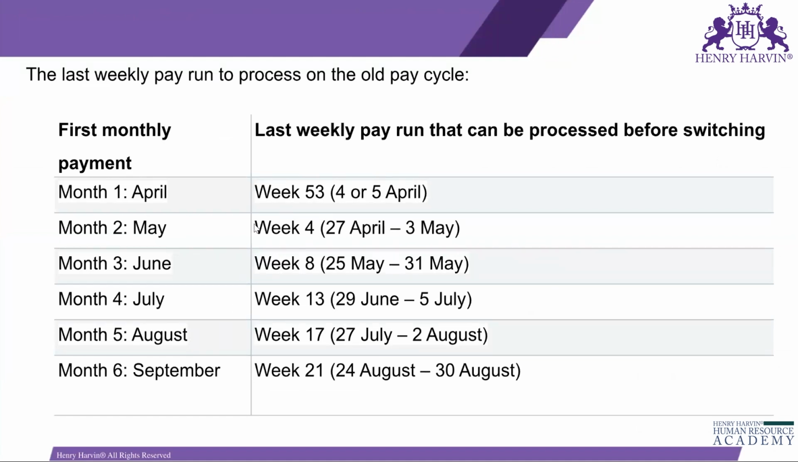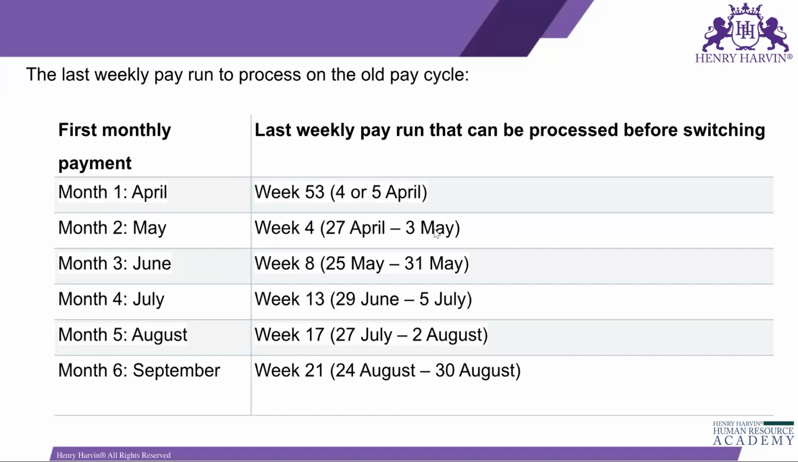This is the explanation, a table that shows the last weekly payroll to process on the old pay cycle. The last weekly payroll you can process if you want to change frequency to monthly. So what is the first monthly payment? If you want to change it to April, that's the first payment. So week 53 will be last, right? 52 will be last year's week, and then one more extra week. Then month 2, if you want to change, week 4 will be last.